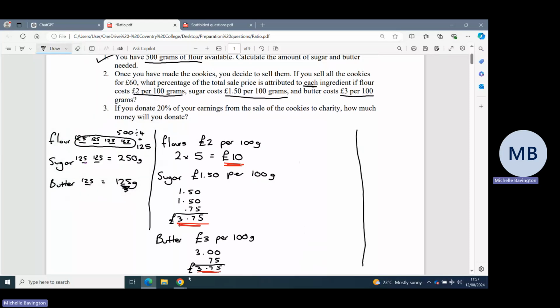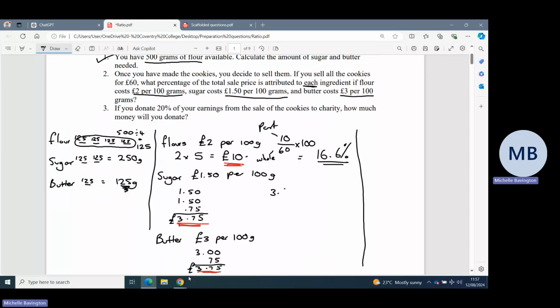Right, so now it's saying what percentage. So I've got to do 10 divided by the 60. So that's the part, and that's the whole, times by 100. And that will give me the percentage, which equals 16.6%. So that's that one.